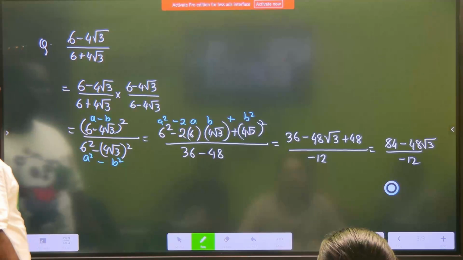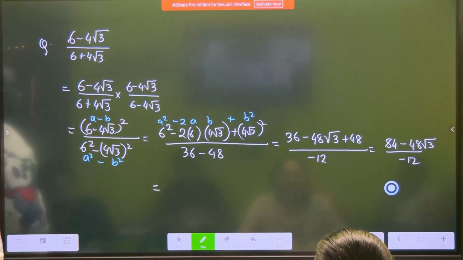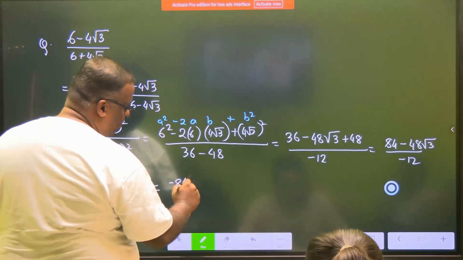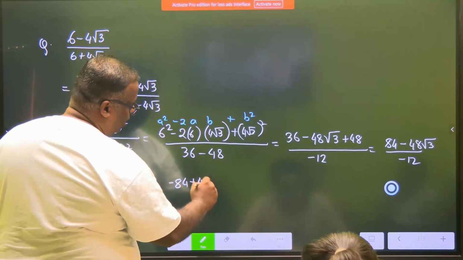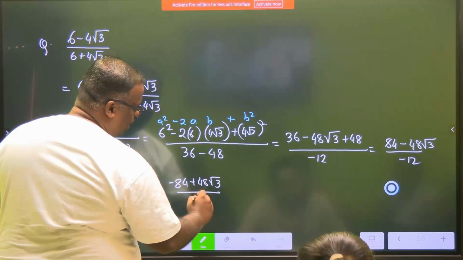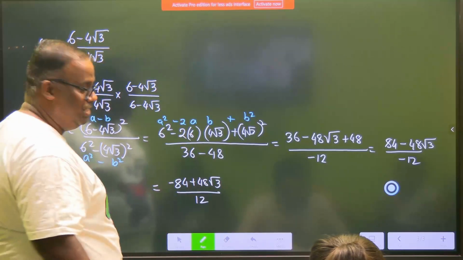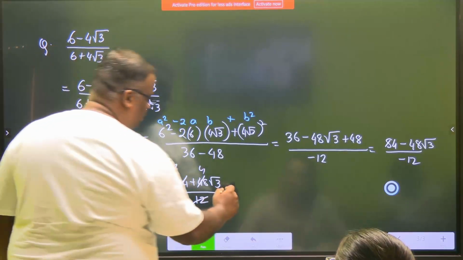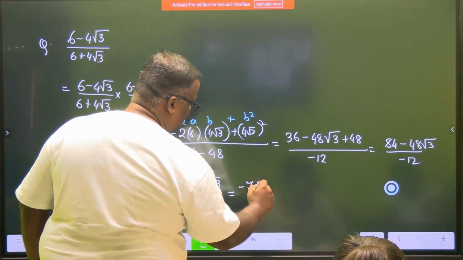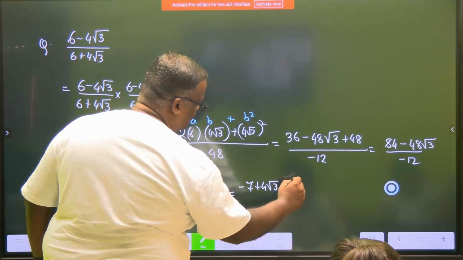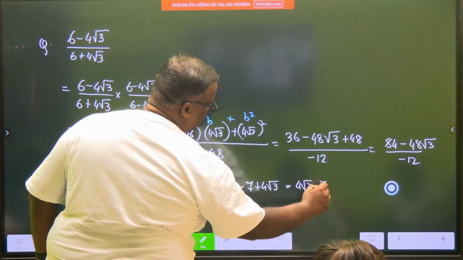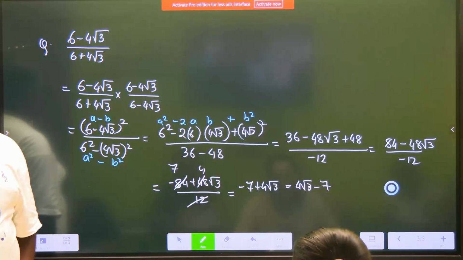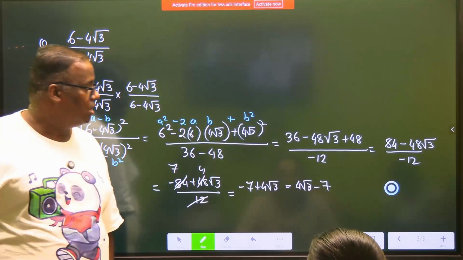Now learn how to swap the bottom negative. If you swap the bottom negative, the top gets multiplied by minus 1. So your number now becomes negative 84 plus 48 root 3 divided by 12. And if you don't know the table of 12: 12 7s are 84, 12 4s are 48. So the number now becomes negative 7 plus 4 root 3. If you want it to look better, you can write it as 4 root 3 minus 7, all the same. You can stop at minus 84 plus 48 root 3 by 12.